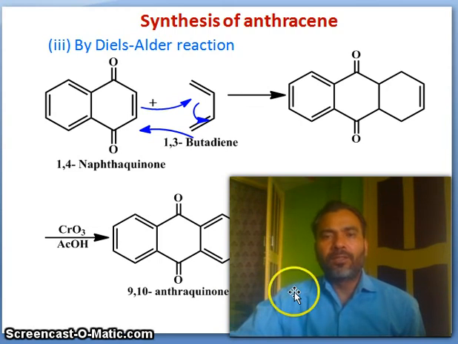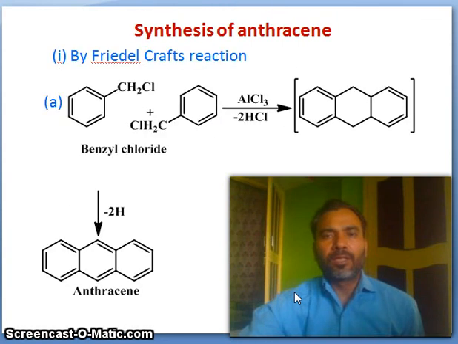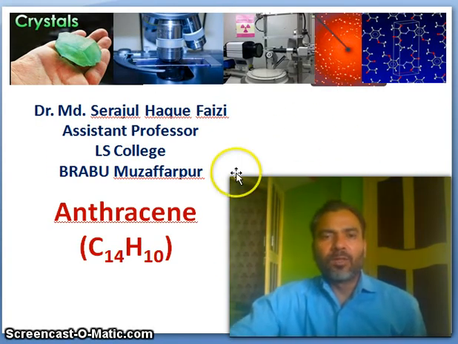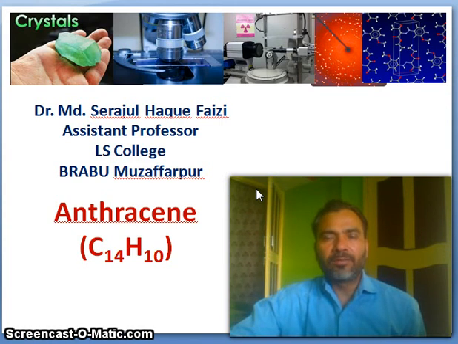In this video, I am going to explain about anthracene. So what is anthracene? Anthracene is a fused polynuclear aromatic hydrocarbon. What is the formula of anthracene? Carbon 14, hydrogen 10.